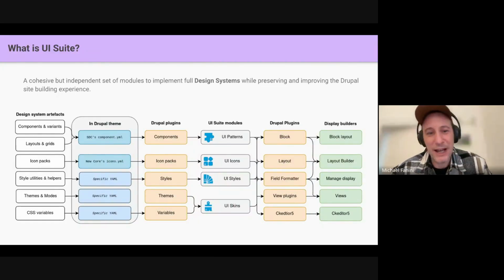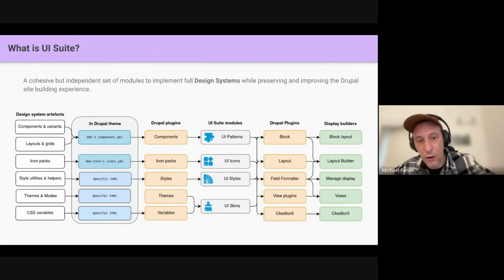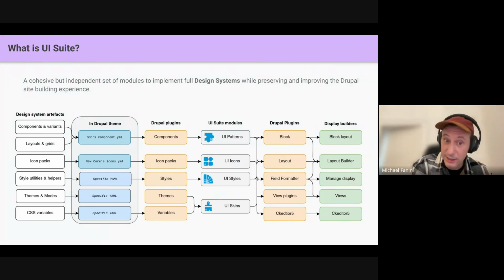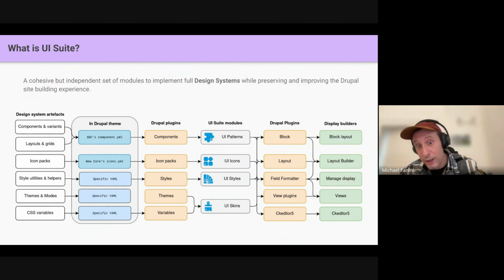So, as you know, UI Suite, just to be quick, it's a set of modules. It's an initiative, a group of people, but it's a suite of modules that helps to connect design system to all the display building tools we have in Drupal. So there are all kinds of APIs for every part of a design system. Some are already in Drupal Core, and the others are living in our suite of modules.